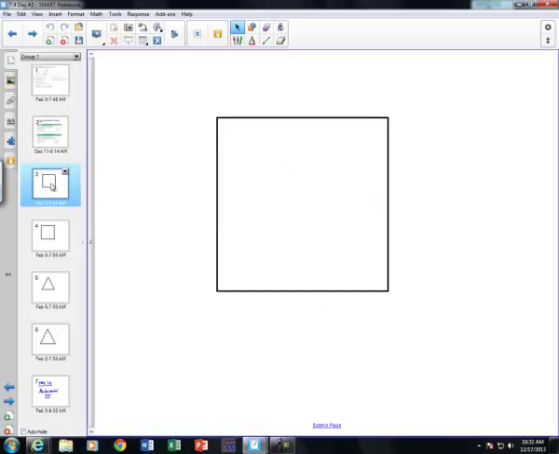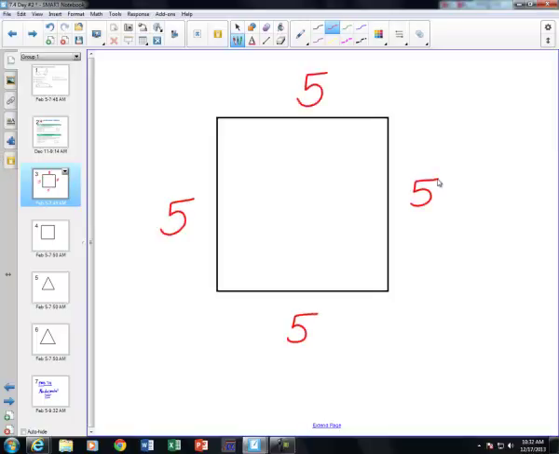So let's say I give you a square, and I tell you that each side is 5 units. We know in a square that all the sides are the same. And I ask you to find the length of the diagonal. A diagonal goes corner to corner. Maybe I'll just draw this one in. Let's say I want you to find that side length right there.